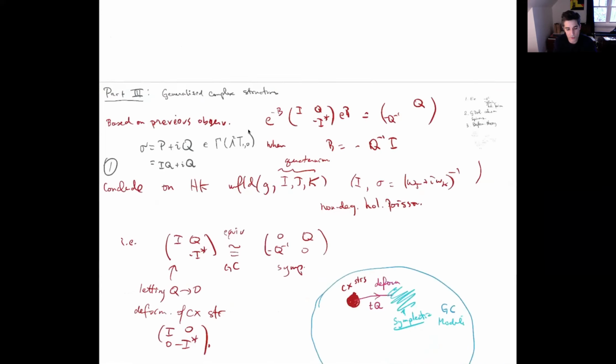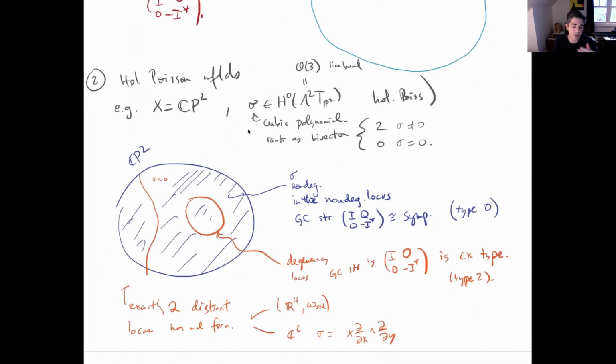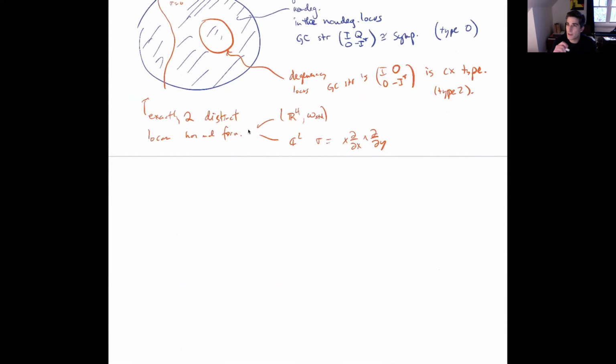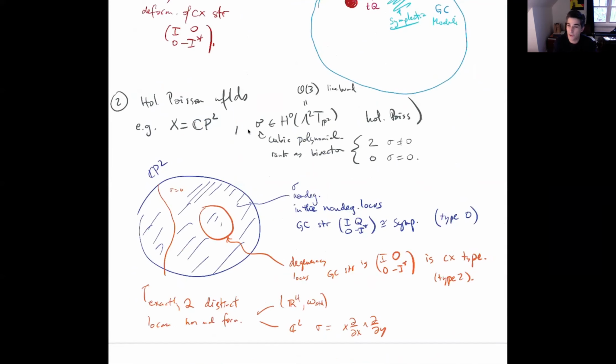Any other questions before I go on? So this is giving you a huge family of generalized complex structures. I'll resist the temptation to give you more examples of these at this point.